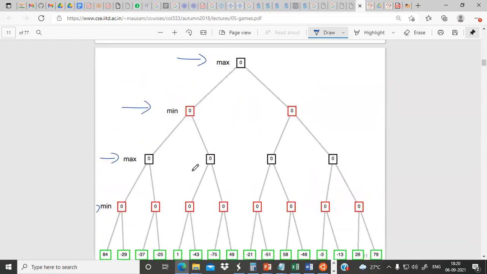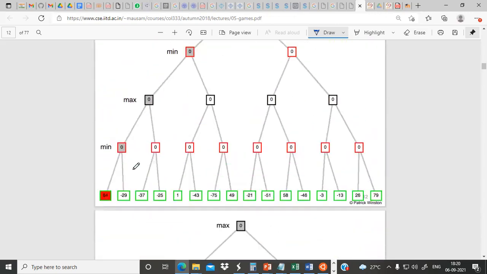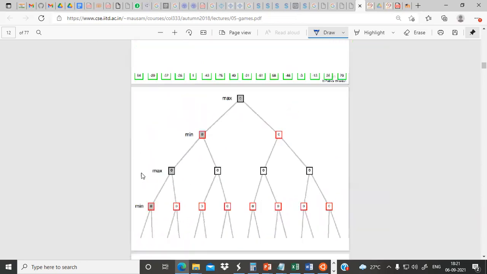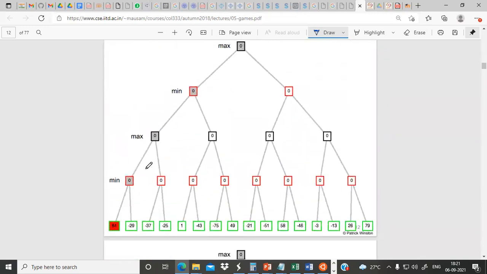The algorithm first goes down this path fully. It is similar to a depth first search. We go up to the leaf node, so we go to 84. First we go to this 84 node. The leaf node is 84. We come here, and this is a min node. Now only this 84 is explored. This 29 is not explored.